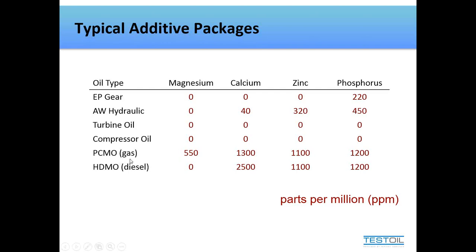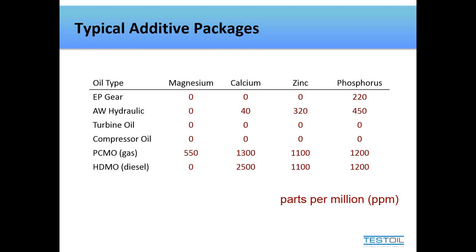You have PCMO for gas. This will be a gas engine. And remember, these are the most heavily additized oils, your internal combustion, be it gas or diesel. You have magnesium. And some of these elements or some of these additives come in different flavors. They come in different amounts. It really depends on the manufacturer. You know, what kind of product are they trying to make, or what different additives do they believe works the best.